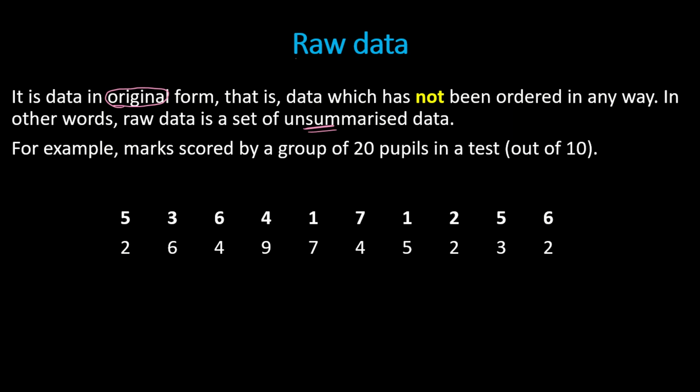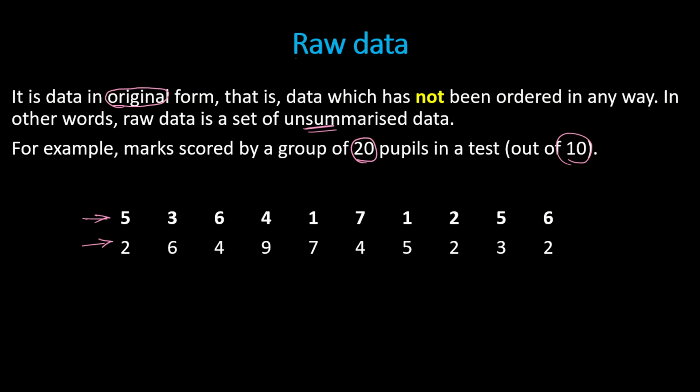For example, here I have collected the marks scored by a group of 20 pupils in a test, and the test was out of 10 marks, right? So in the first row here, we have the marks of 10 pupils. We can count it. 1, 2, 3, 4, 5, 6, 7, 8, 9, 10. So we have the marks of 10 pupils. And in the second row also we have the marks of other 10 pupils. So in total we have the marks of 20 pupils.